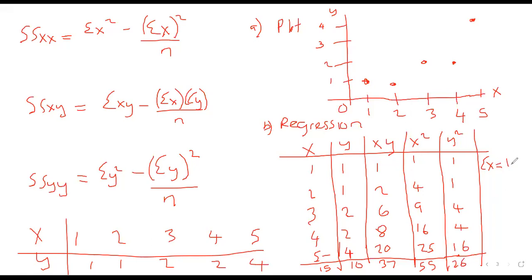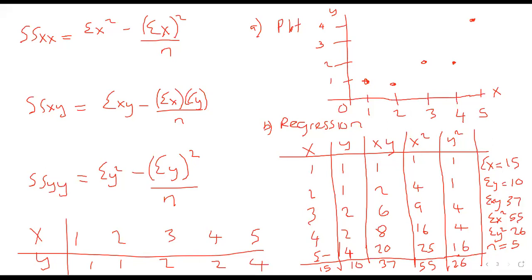Summation of x is 15. Summation of y is 10. And summation of xy is 37. Summation of x squared is 55. And summation of y squared is 26. And our n, how many pairs we have? 1, 2, 3, 4, 5. Our n is 5. Are we clear so far? Yes.